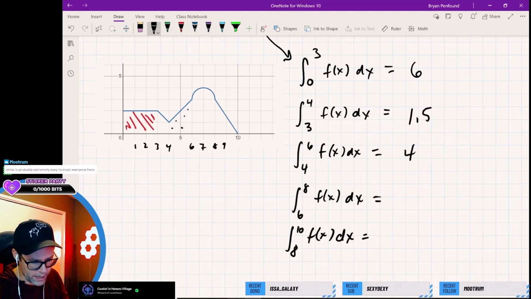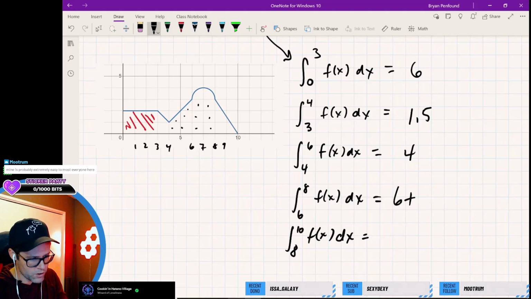Oh, here's where it's going to get tricky. So from 6 to 8, I have 1, 2, 3, 4, 5, 6, plus that weird circle. How do I figure out the area of this weird circle, chat? What's going on up here? What am I going to do here? How do I get the area of the weird circle?